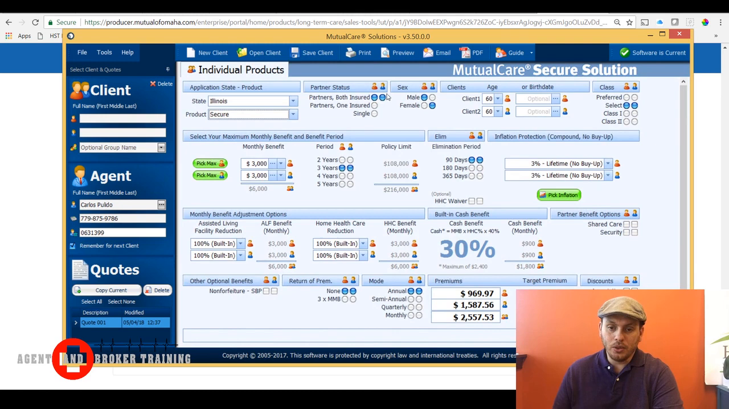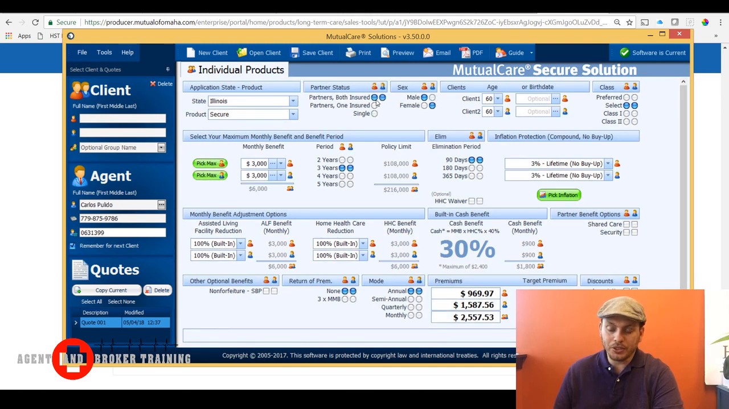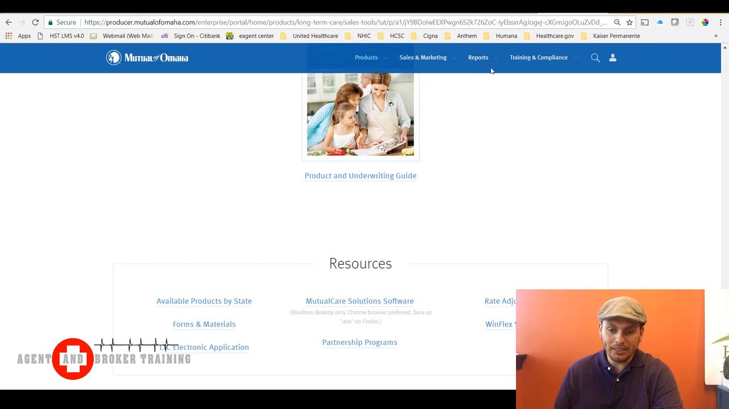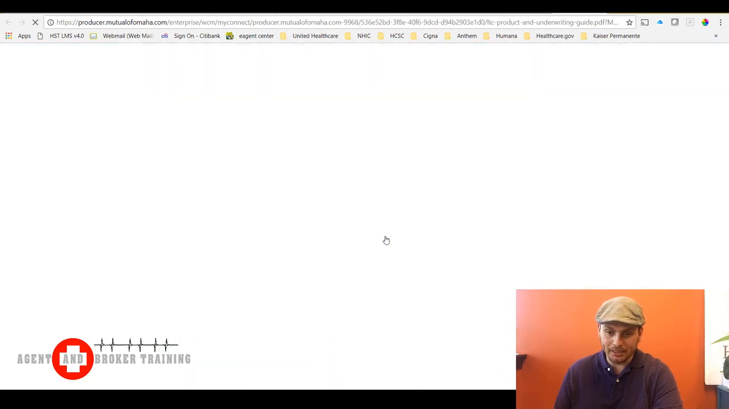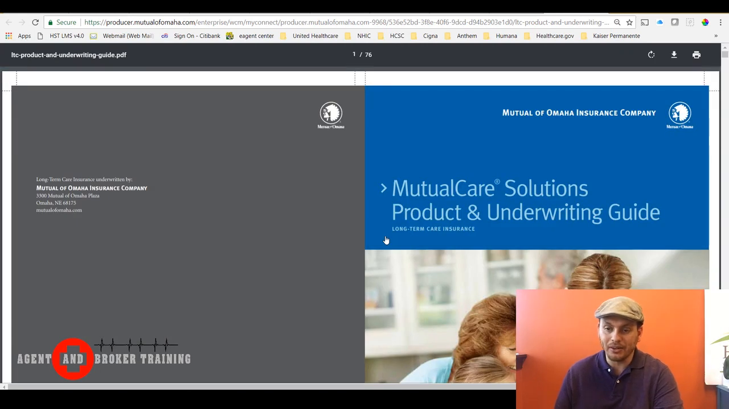Okay, so usually you're doing a single person, or you're doing both insureds. You're going to put in their birth dates, or you're going to do their ages, and then most of the time you're going to just select their select class, but a very important handy tool is the guideline, this underwriting guideline. You're going to download that underwriting guideline because everything is going to be in here. Every little thing you need to know is going to be in here.